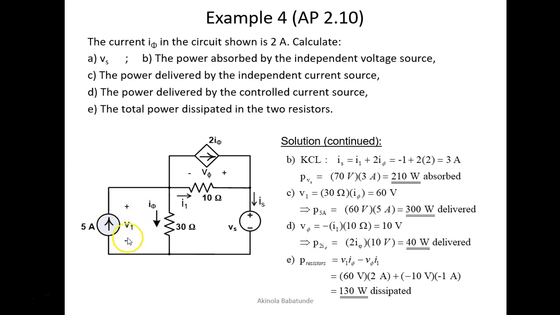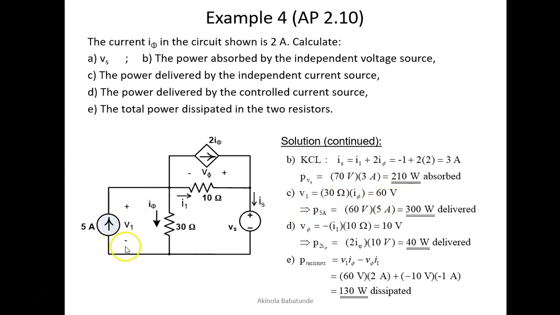V1 here will be the same voltage seen by this resistance because both of them are connected in parallel. If they're in parallel, the voltage V1 here must be equal to the voltage across this resistance. So if we can find the voltage across this resistance, it must be equal to the voltage V1 across this independent current source. Therefore, we can say our V1 would be equal to 30 multiplied by Iφ, the current passing through this resistance. And that's what we have here. Our Iφ is 2, so V1 will be equal to 60 volt.